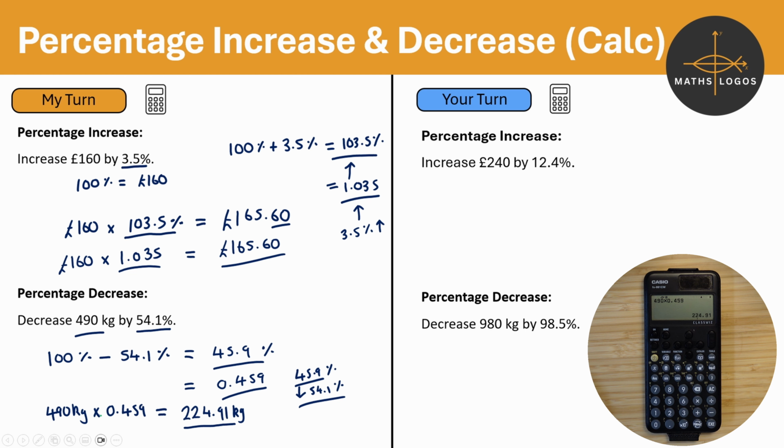Pause the video and give these two questions a go. Feel free to use the percentage button if you have it on your calculator, or if you don't, just turn it into that decimal multiplier.